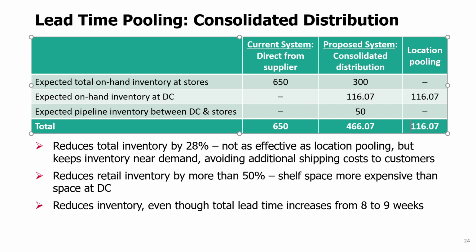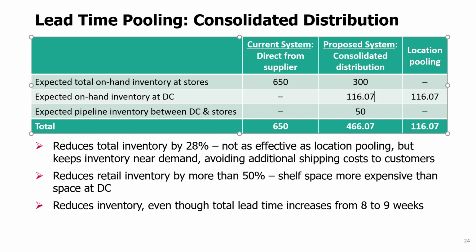Now, let's see what consolidated distribution gives us, the proposed system. So the first thing to realize is that the DC in this consolidated distribution will have exactly the same order-up-to level as in the location pooling. It is still ordering from the supplier with 8 weeks of lead time for exactly the same demand distribution. So there will be exactly the same expected on-hand inventory at the distribution center.